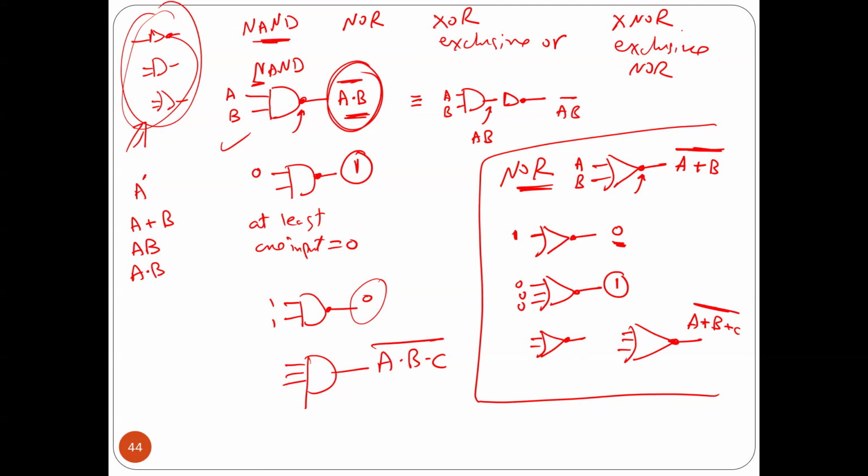Now, the very, very important question: why do we need new gates? You told us it's enough to have AND, enough to have OR, enough to have an inverter to create everything. So why are you creating a new gate, when this new gate is already created from what I have? Why do you want it? Okay, I'm going to tell you why.